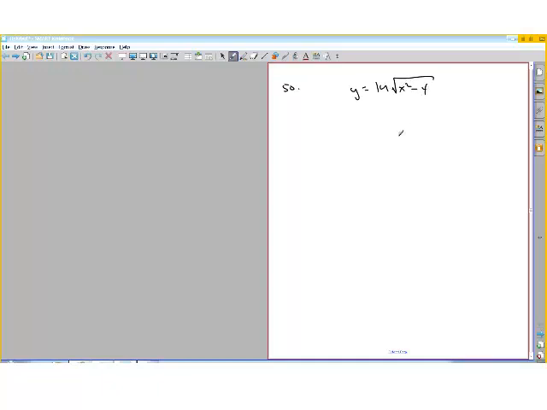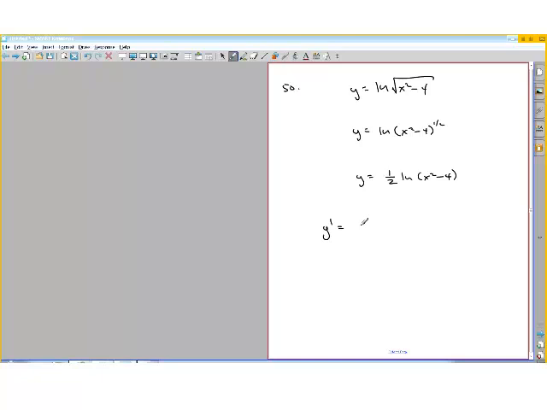Again, we look to see if there are any properties of logarithms that we could use, which you can if we rewrite this as a fractional exponent. And so we can bring the exponent out like that.